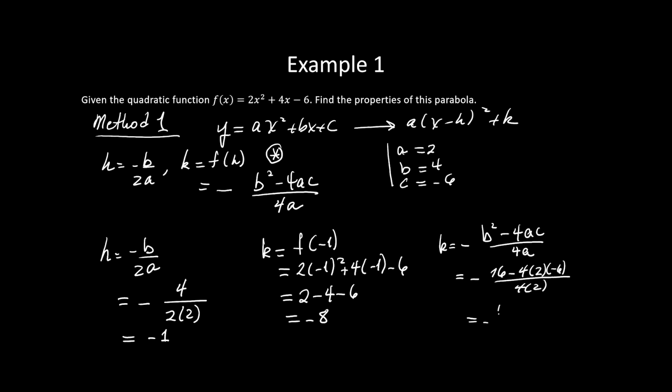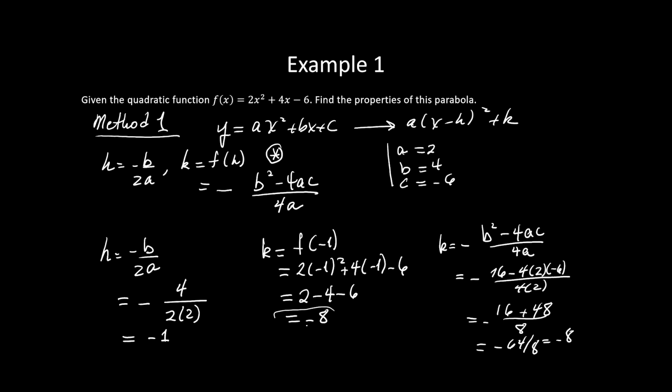So negative 16. What do we have here? This is negative, this is plus 4 times 2 is 8, and 6 is 48. So that is plus 48, right? The two negatives mean a plus, over 8, or negative 64 over 8, or negative 8. Gives you the same thing. Okay? So either way, it works.